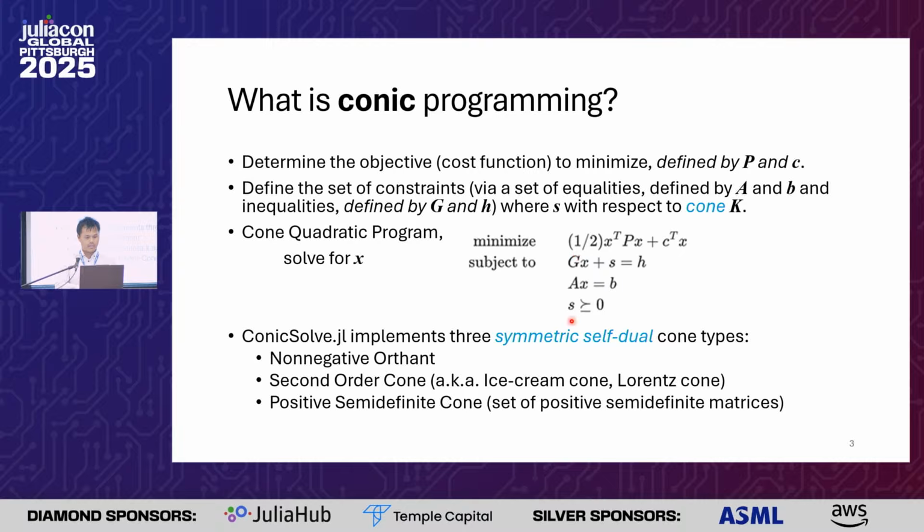So X is constrained to this cone K, and there are various different types of cones defined in this package. We've got the non-negative orthant, the second order cone, and the positive semidefinite cone. The non-negative orthant is typically used in linear programming. By manipulating these equations, you can construct a linear program and various other programs. The positive semidefinite cone is used for semidefinite programming, which we'll cover soon.